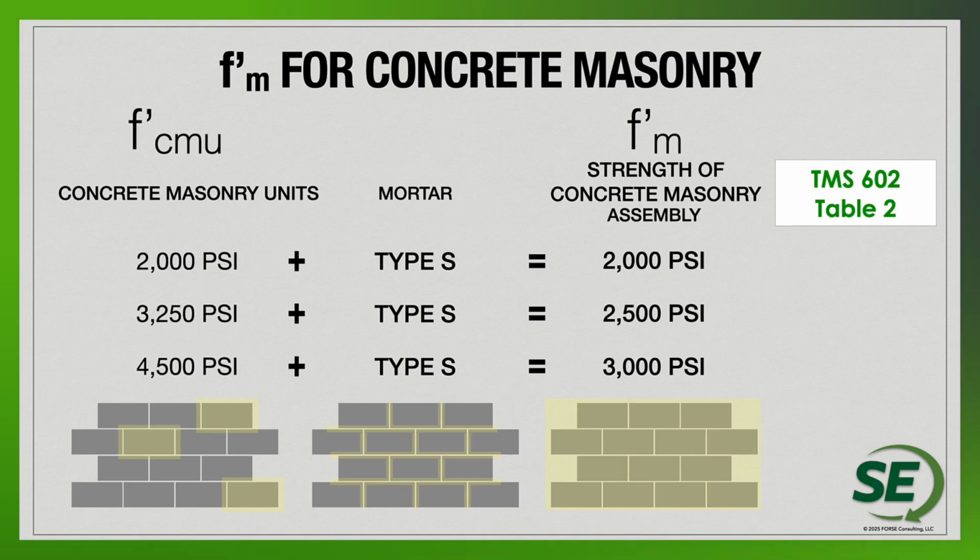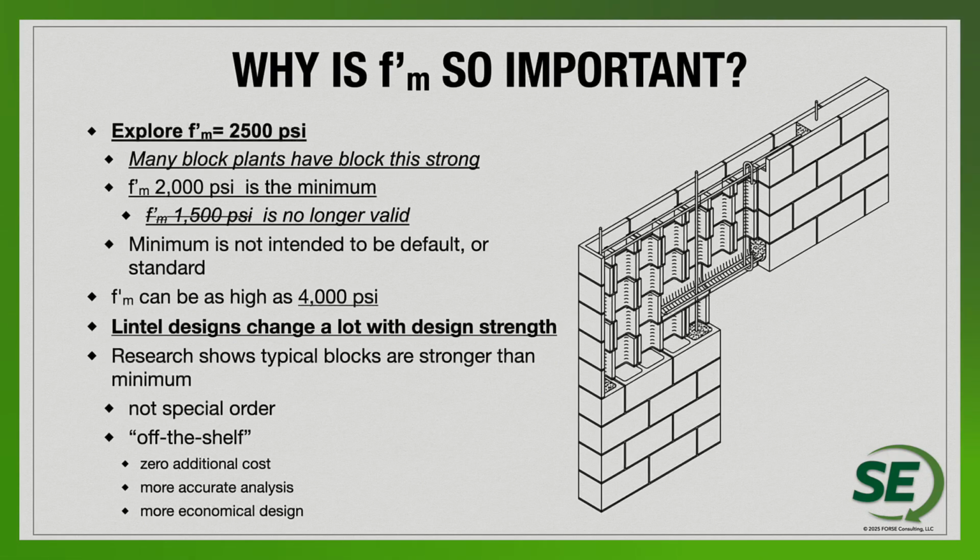I do also look at lintels maybe a little bit more in terms of the importance of the overall strength of masonry. So looking at whether or not the strength can be designed at higher strength like 2,500, or maybe we have to stick to the f'm of 2,000. f'm could be as high as 4,000 though. Lintel designs do change quite a bit with the overall design strength and the depth that you have to design with. So really making sure that we have a good understanding of what materials we have and what the overall strength implications are is going to be really important for designing our masonry lintels.